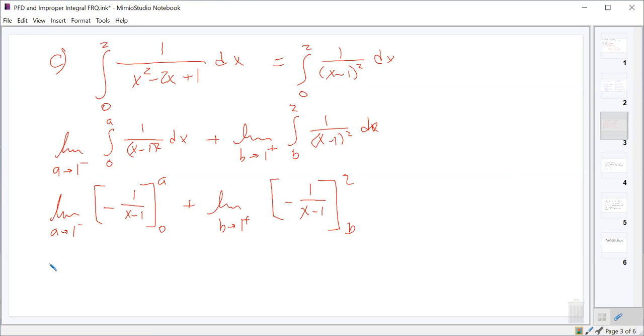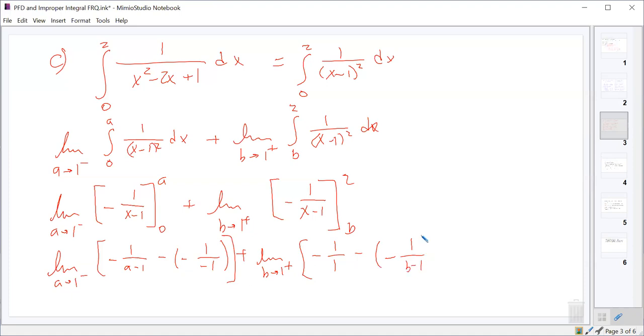Okay. So we've now got the limit as a approaches 1 from the left of negative 1 over a minus 1 minus negative 1 over negative 1, plus the limit as b approaches 1 from the right of negative 1 over 1 minus negative 1 over b minus 1.